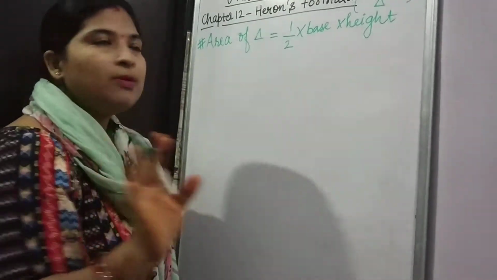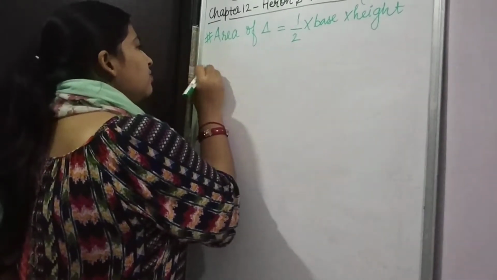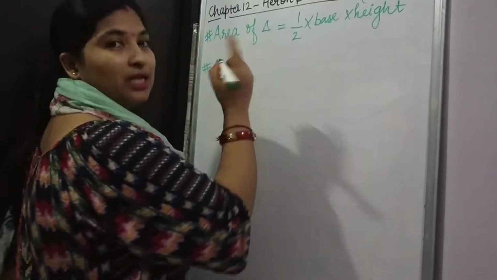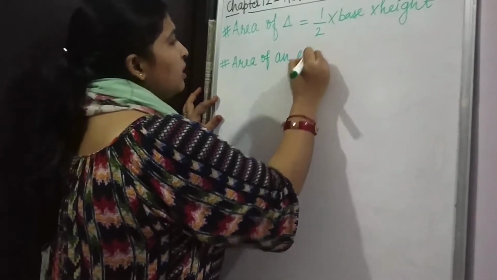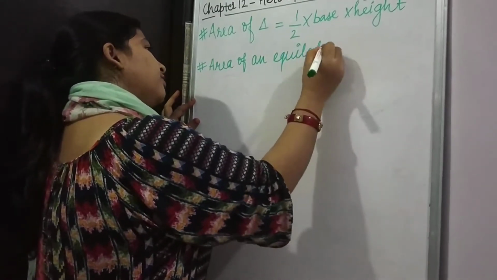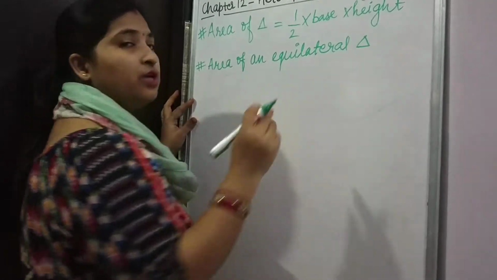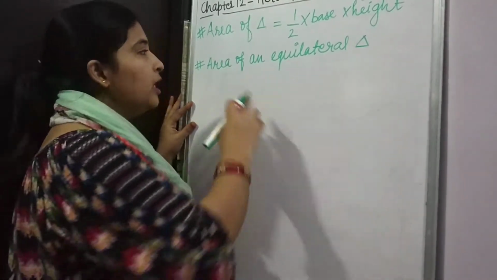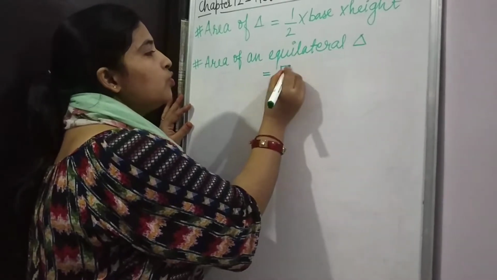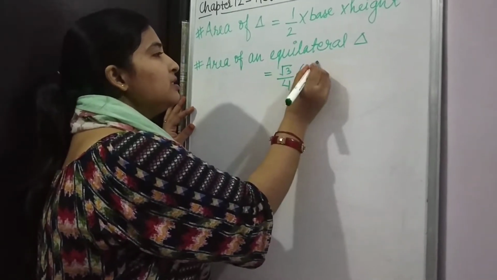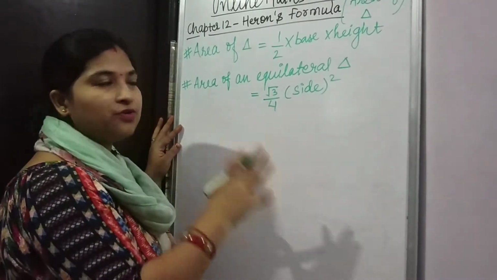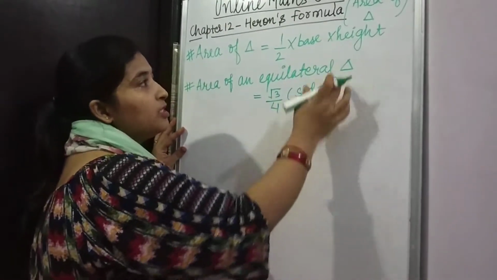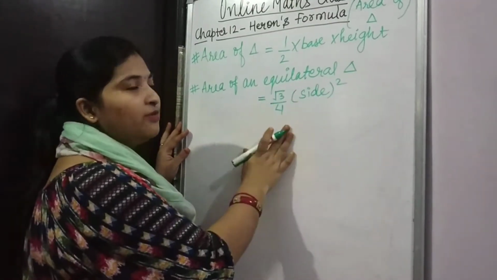Now the second formula is for an equilateral triangle, which we have done in 8th class. An equilateral triangle is a triangle in which all three sides are equal. The area of an equilateral triangle is √3/4 into side square, where side is the length of each side. Please make sure that you learn these two formulas. The first one you have already learned, and the second one you also have to learn.